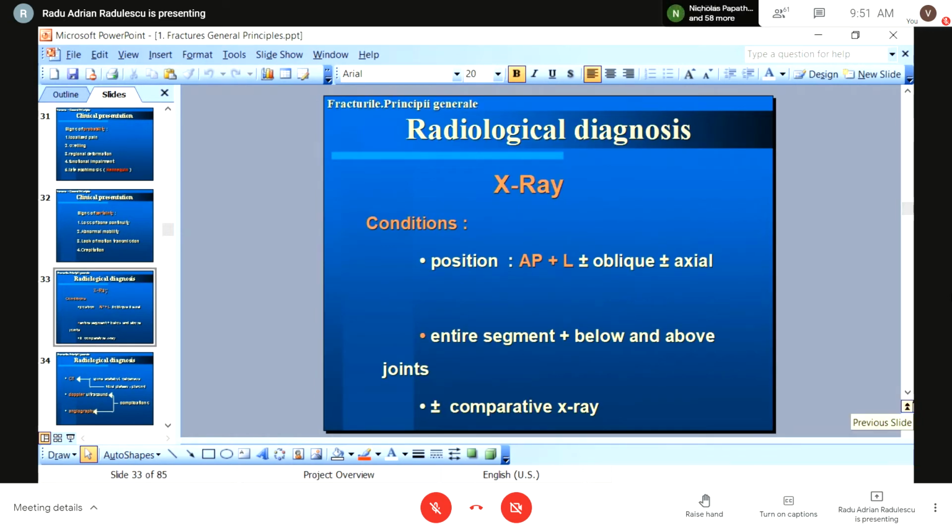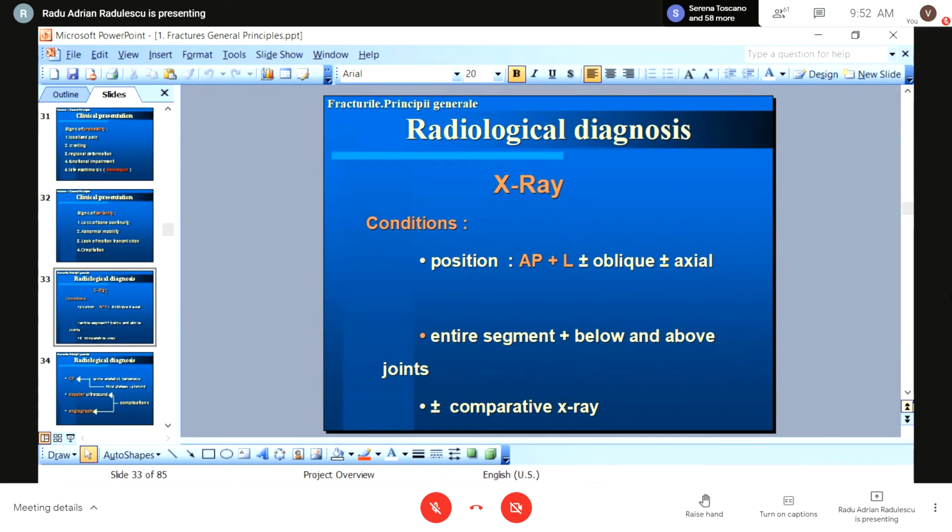Well, after physical examination, we may have a sort of diagnosis which is still not a precise diagnosis. So we have an orientation diagnosis. The only examination that may lead to a precise diagnosis is the radiological examination. The X-ray examination is the most important type of examination that we use in orthopedic surgery.